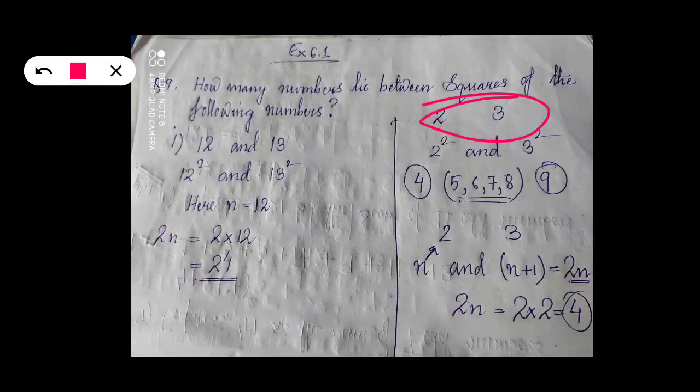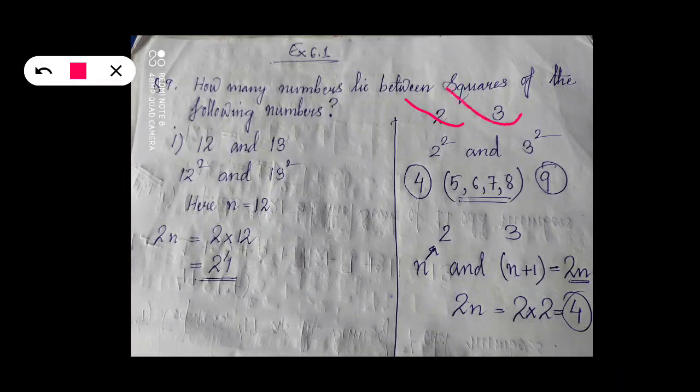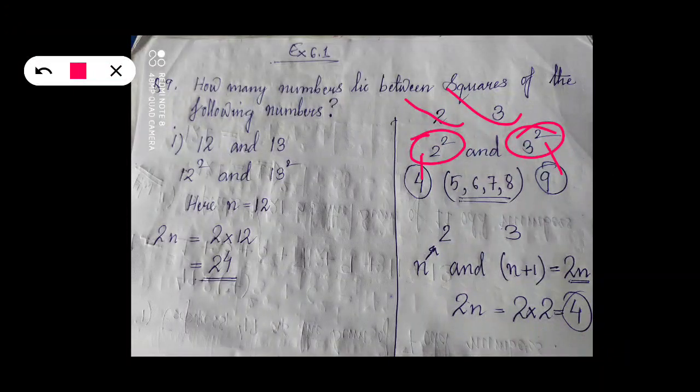See here, suppose we have to find the numbers between the square of 2 and 3. That means 2 square and 3 square. 2 square means 4 and 3 square means 9. These are small numbers, so we can write which are the numbers between 4 and 9: 5, 6, 7, 8. So 4 numbers lie between the square of 2 and the square of 3. These are small numbers, we can calculate and find it.